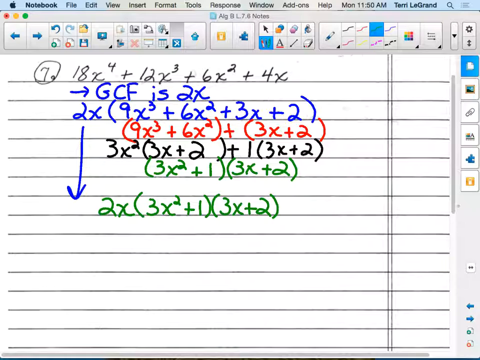Does it matter which of these two comes first? The 3x plus 2 or the 3x squared plus 1? No. Typically, though, you will see the monomial up front. Okay, so if you have a monomial factor like we do, 2x, that's usually up front, and then the binomials, the results, can be in the order that you choose. Okay? Factoring completely. So you're always going to ask yourself, what first? GCF. Can I GCF this?